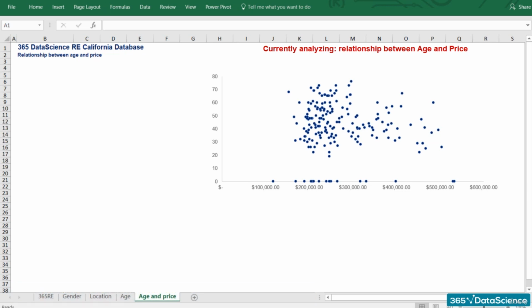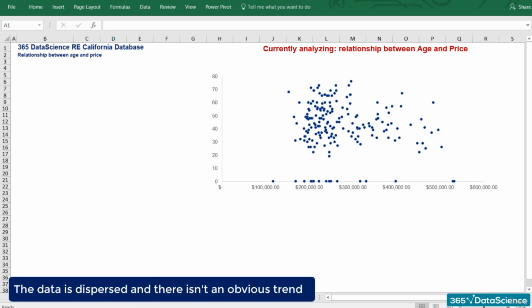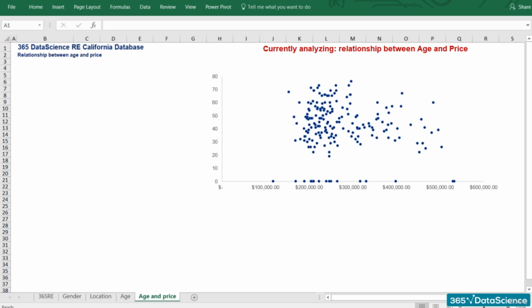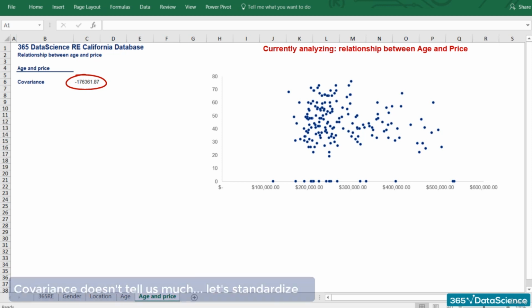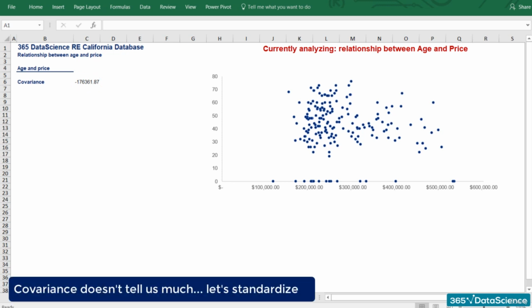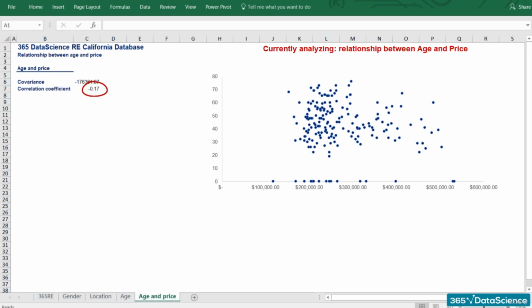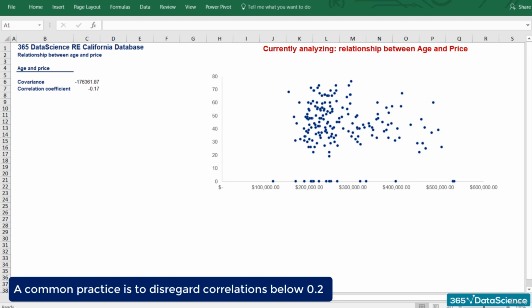It seems that it is pretty dispersed and there isn't an obvious trend. Let's confirm this observation by calculating the covariance of the two variables. We get this enormous value that doesn't tell us much. So, it's suitable to standardize it by using the correlation coefficient. The value that we get is minus 0.17. Much better. This correlation is very low. A common practice is to disregard correlations that are below 0.2.